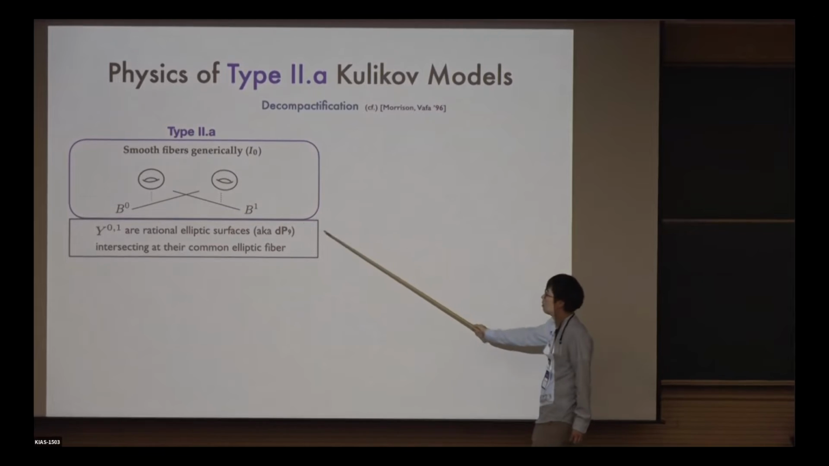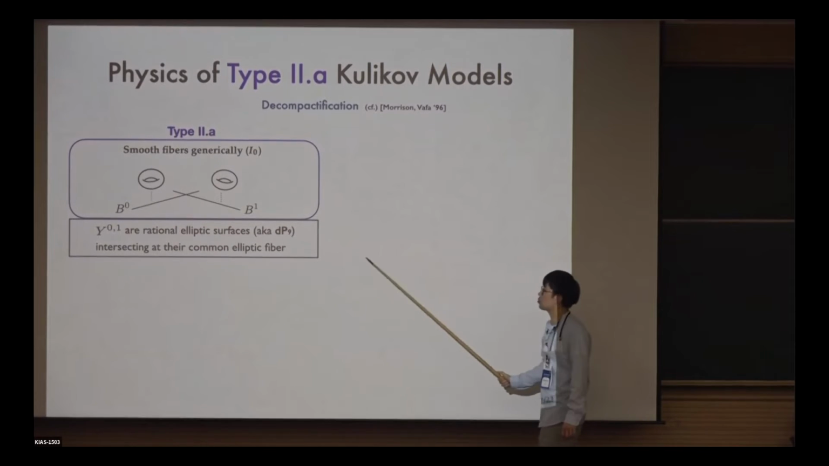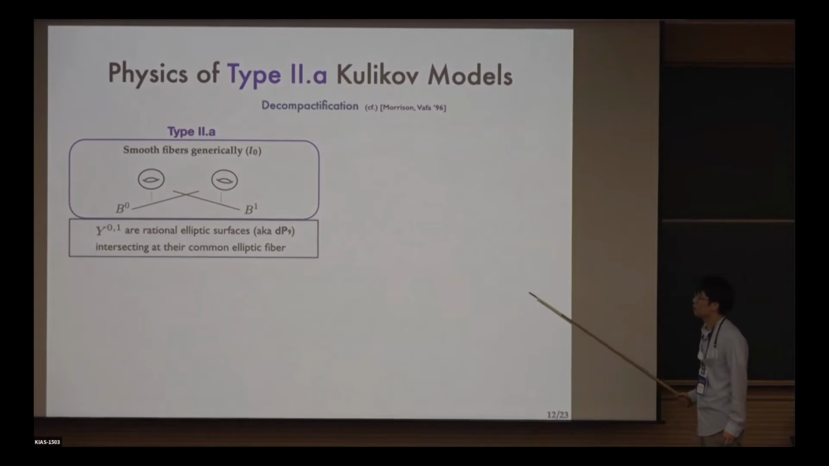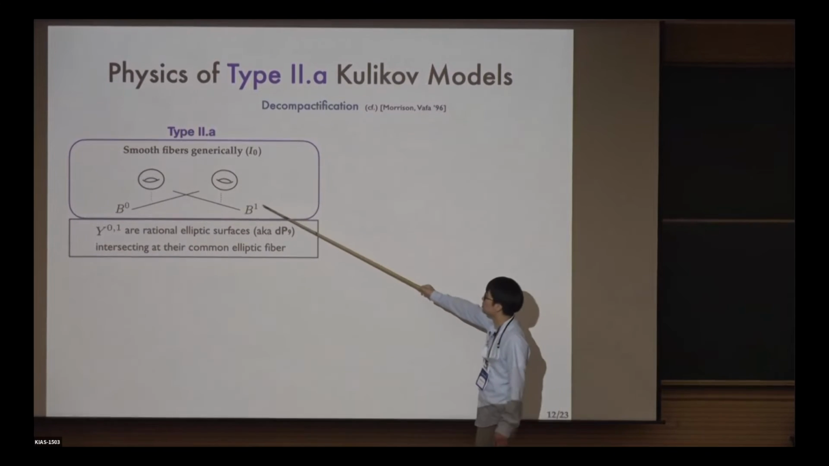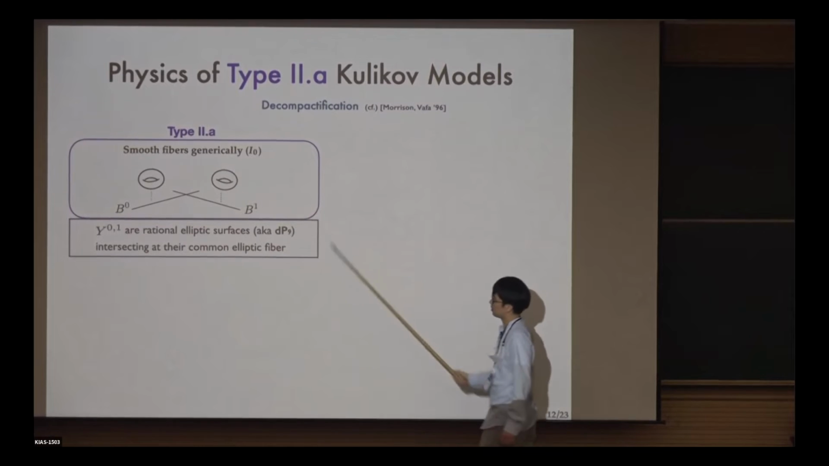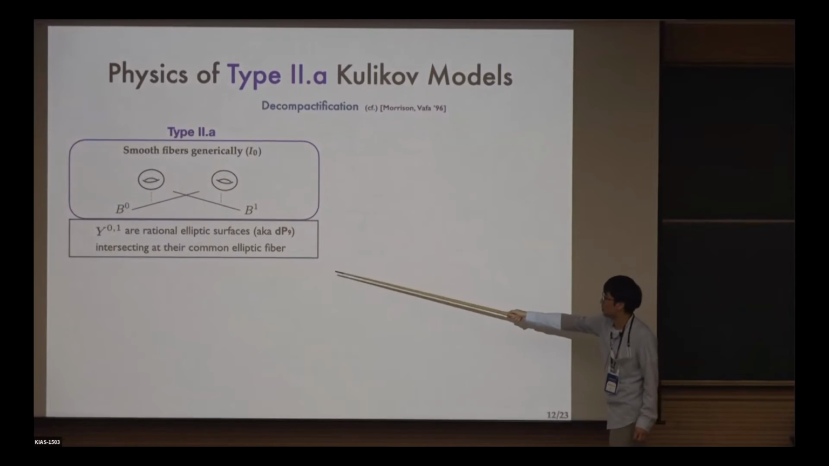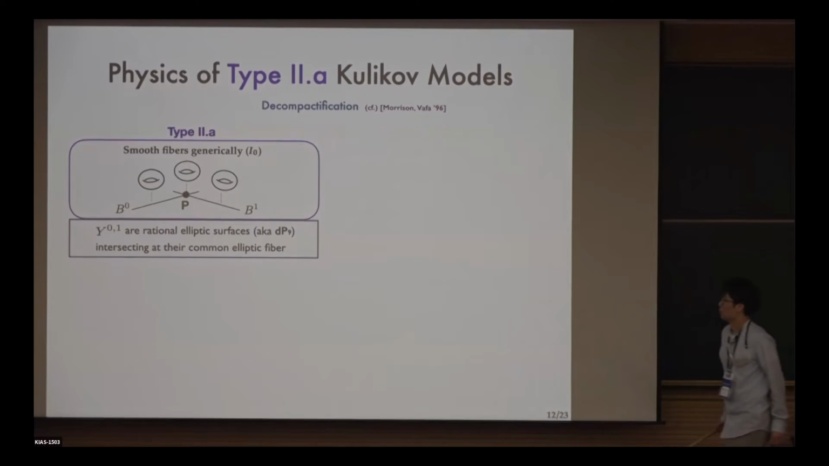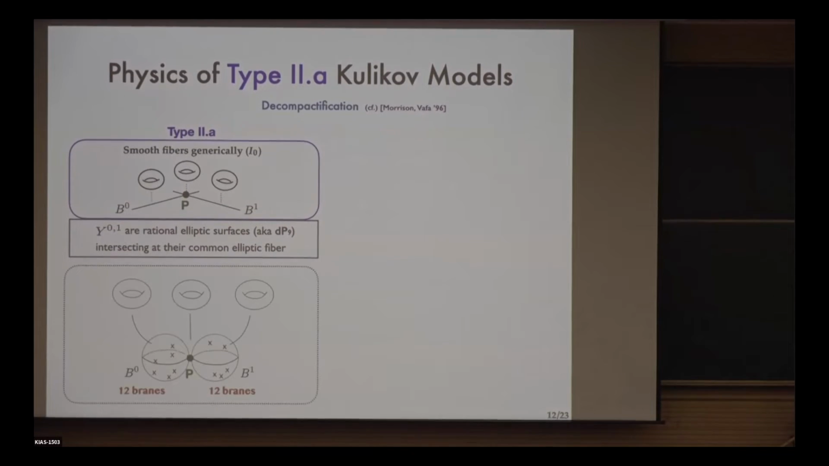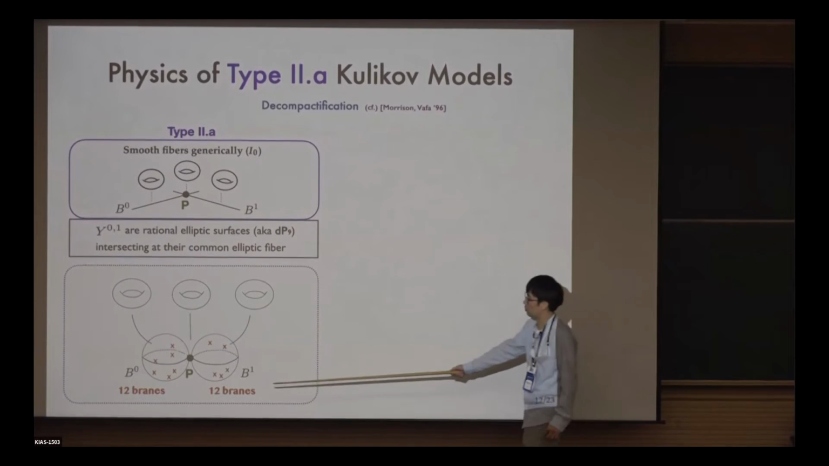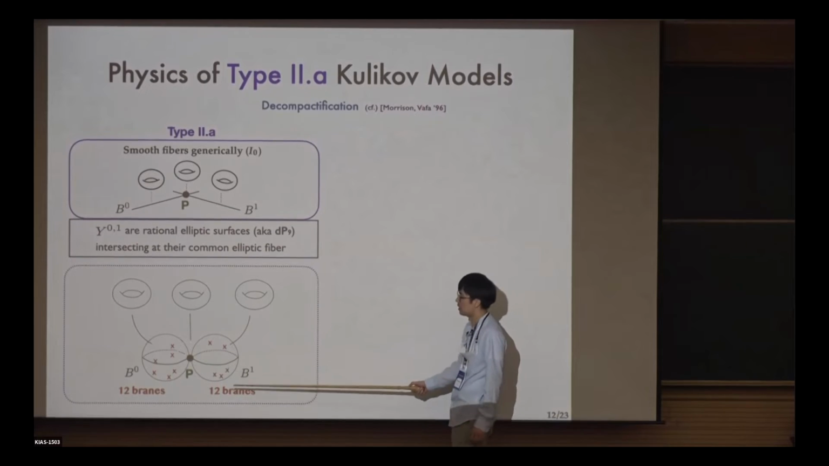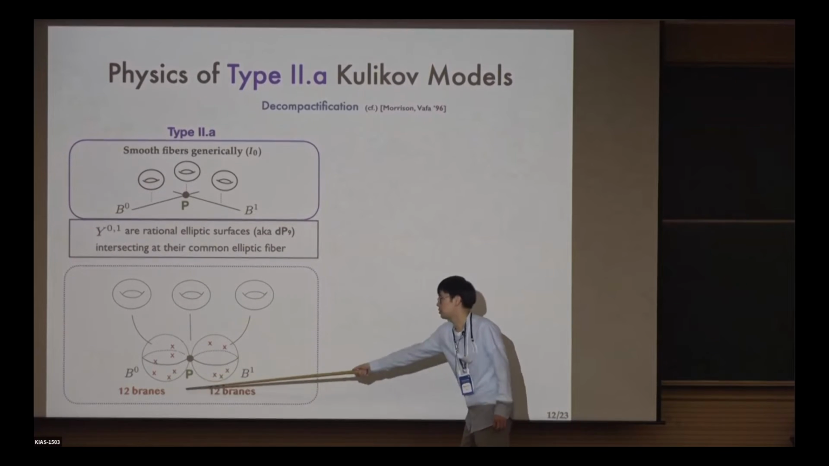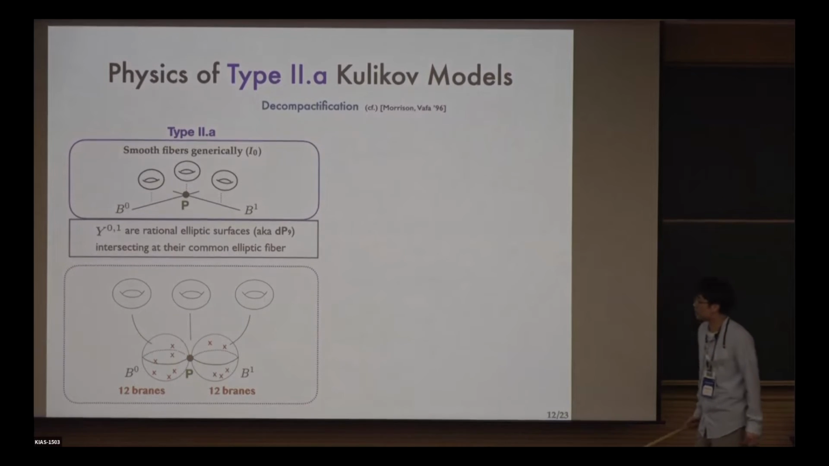So we have a pair of rational elliptic surfaces, also known as DP9s. They are elliptic surfaces, and they have smooth fibers generically. And these two surfaces intersect at their common elliptic fiber over this point P at the intersection of these two P1 bases. So now let's look at these two base P1s a bit more realistically. In this picture, these P1s are drawn as spheres, and we have 12 red crosses on each side, which are 12 branes on each side.